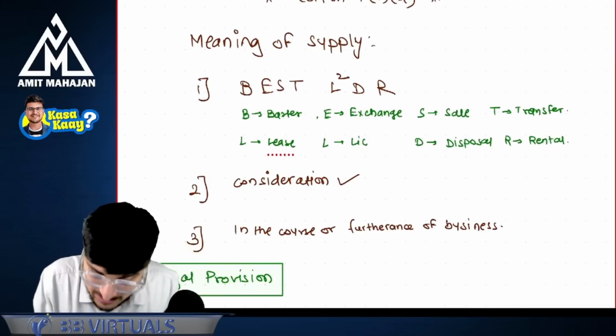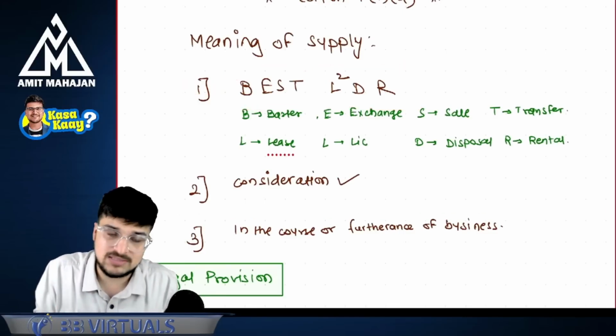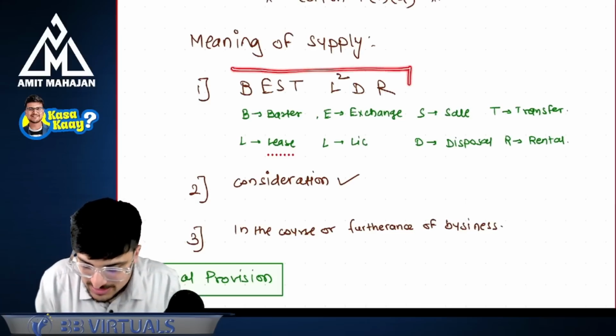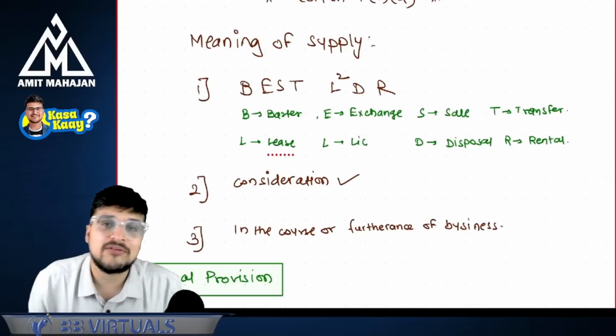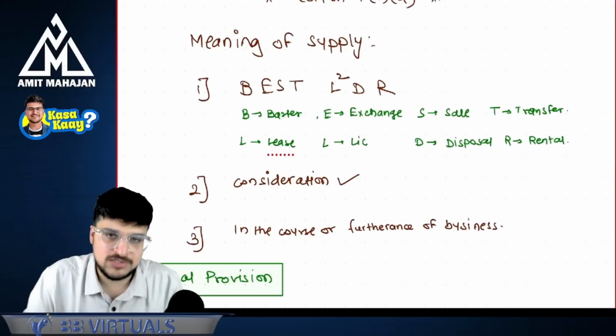Exhaustive means supply means only this much. You can't go beyond this transaction or beyond this definition. But inclusive means this is just an example. Anything which is similar to this will also fall under the definition of supply. So this is an inclusive list and not an exhaustive list.